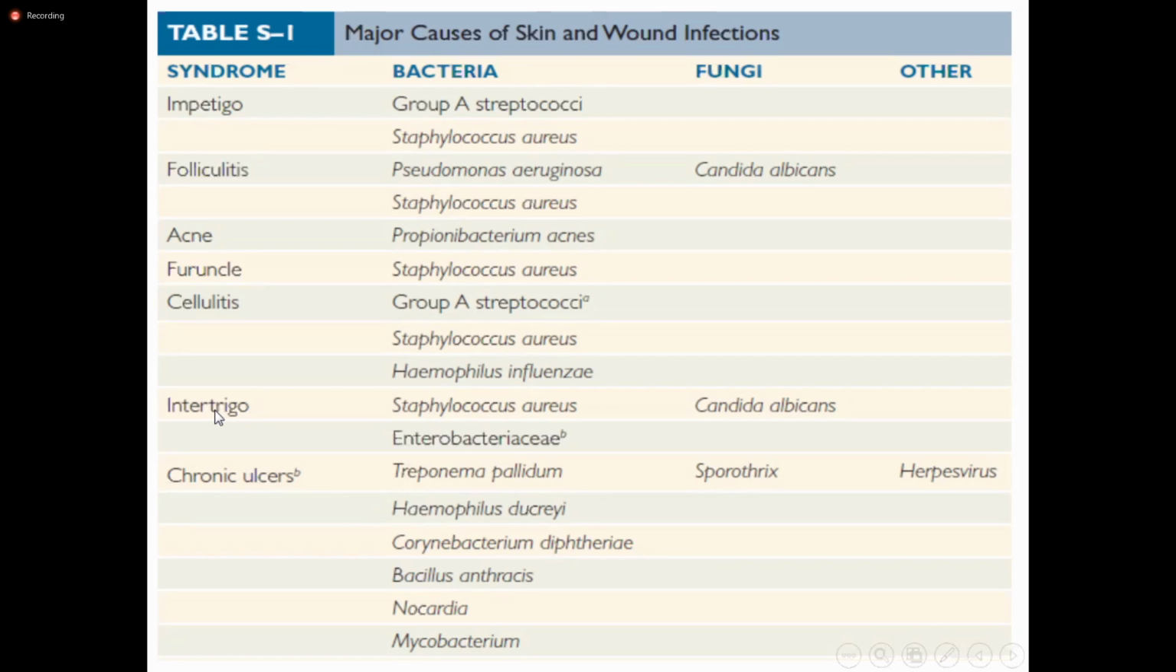Intertrigo, in between the skin folds, you get Staphylococcus aureus. Chronic ulcers, Treponema pallidum, one of the spirochetes that cause syphilis. Chronic ulcer caused by Treponema pallidum. Very simple. I would like you to know only the first name in this table for each category. Very simple.